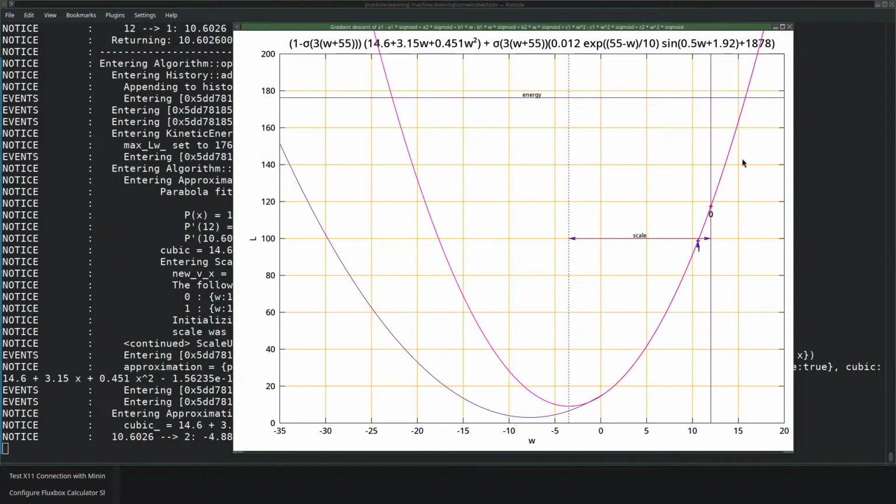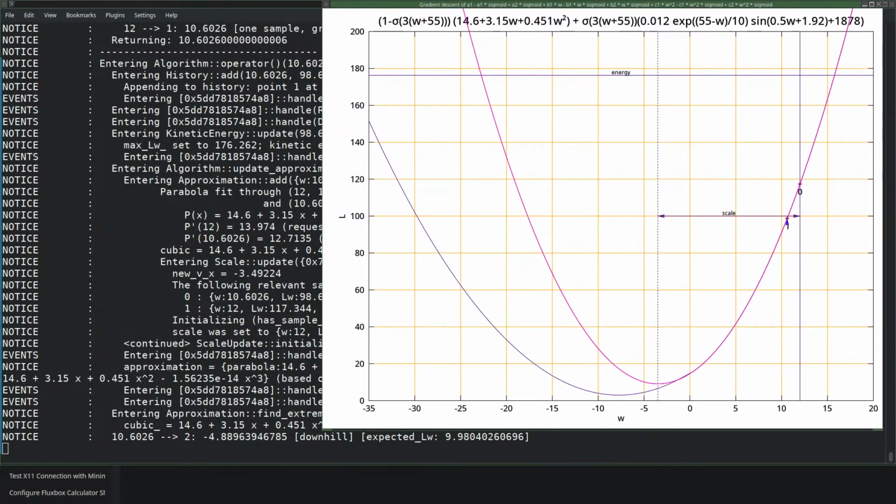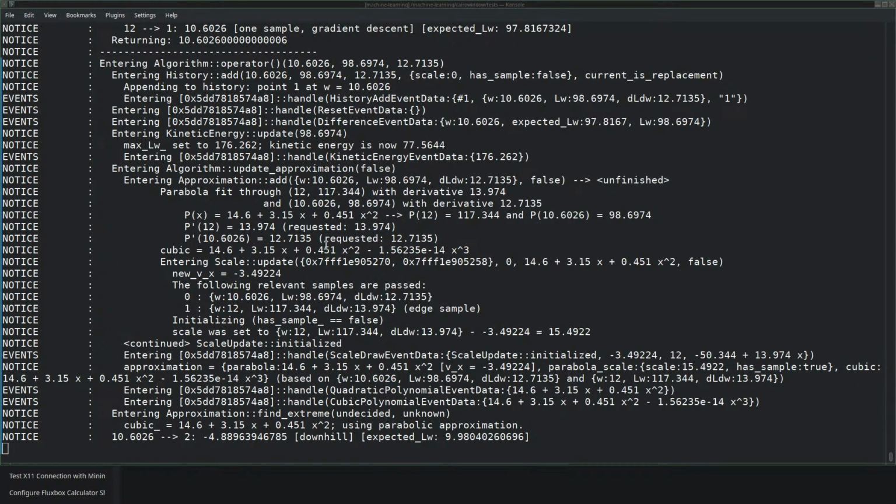So now we have this parabolic fit through 0 and 1. And let me see. So the cubic is a parabola, and it says using parabolic approximation. Yep. And then it returns downhill. You've got to be kidding me. That is 4. It doesn't jump to the vertex.